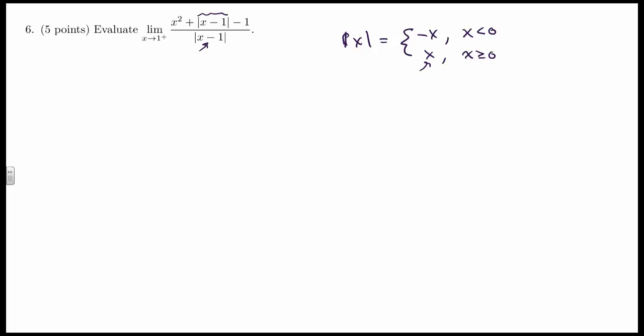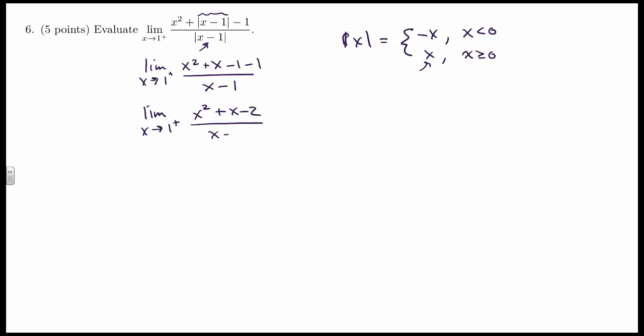than 0. Which means that this limit is equivalent to the limit as x approaches 1 from the positive side of simply x squared plus x minus 1 over x minus 1. Now let's see if that cleans up at all. Limit as x approaches 1 from the positive side of x squared plus x minus 2 over x minus 1.